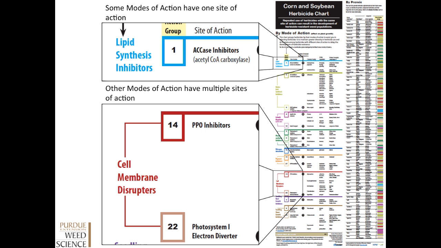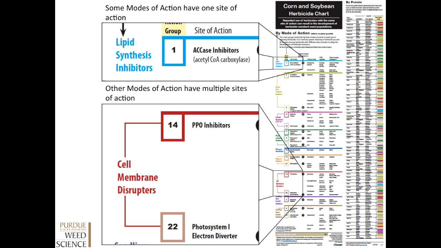If we look, we can see that some of the modes of action only have one site of action. Our lipid synthesis inhibitors only have one site of action, the ACCase inhibitor. That's the specific enzyme that's inhibited at the site of action that creates that mode of action, or that effect on plant growth. Whereas with the cell membrane disruptors, again the mode of action or effect on the plant, there are 2 separate sites of action: the PPO inhibitors, the group 14s, and the photosystem 1 electron diverters, the group 22s. These are 2 completely independent sites of action, but they both cause the same effect on plant growth.